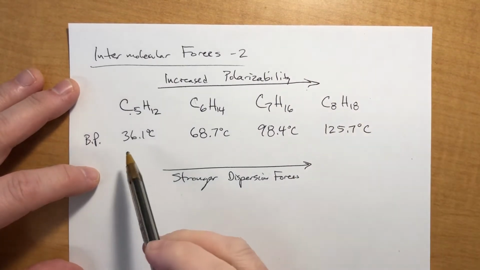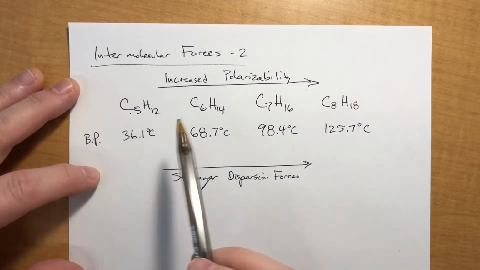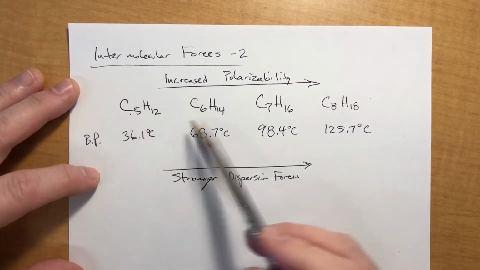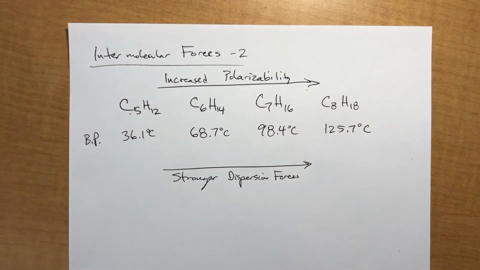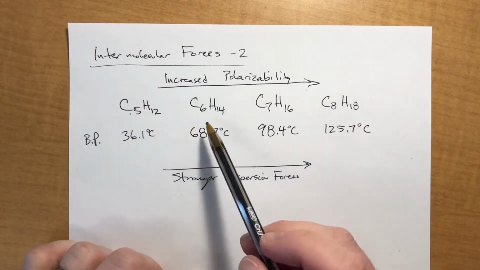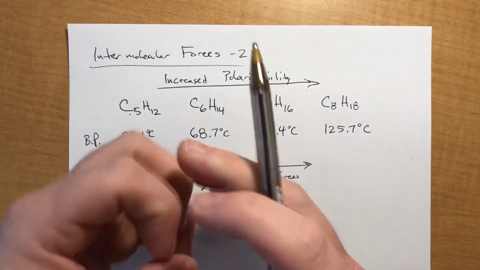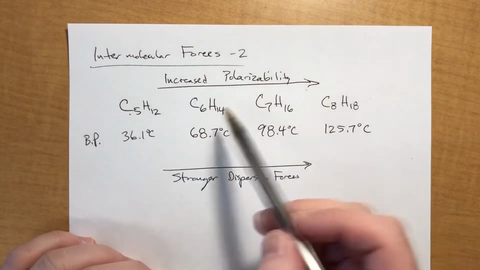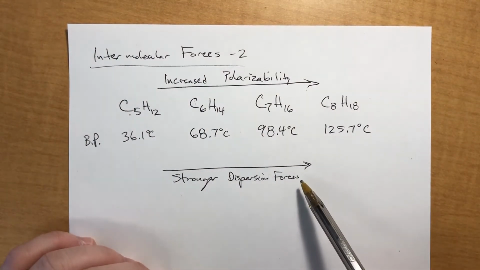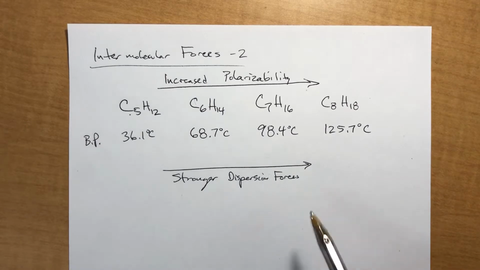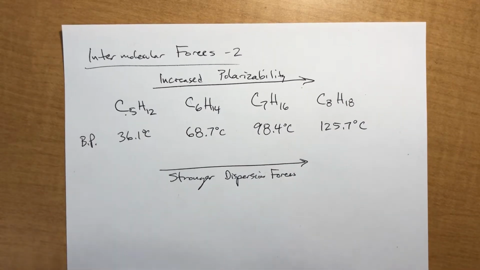So you're noticing a pretty steady trend. You add about 30 degrees every time you add one more carbon to this particular type of molecule. Basically the only difference between these is that more carbons make it a bigger, floppier molecule, which increases the polarizability, which increases the dispersion forces. So nice little trend. These types of things happen all the time in chemistry, and understanding the intermolecular forces behind it helps make these trends make more sense.